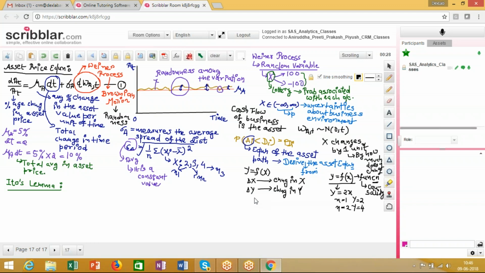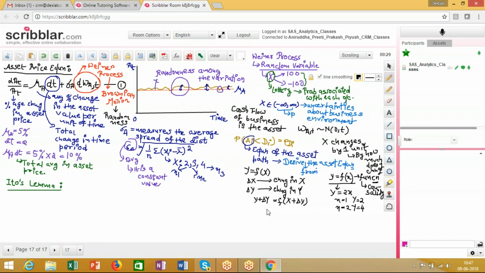So how does it look? After the change in x and y has occurred, it becomes y plus delta y is equal to f of x plus delta x. So y plus delta y, that is where x plus delta x.